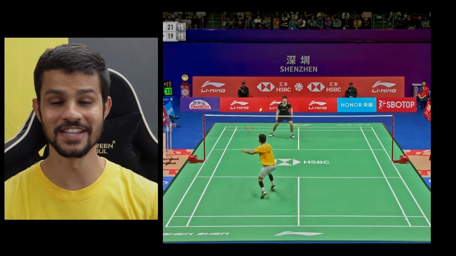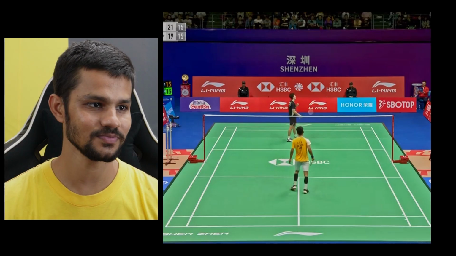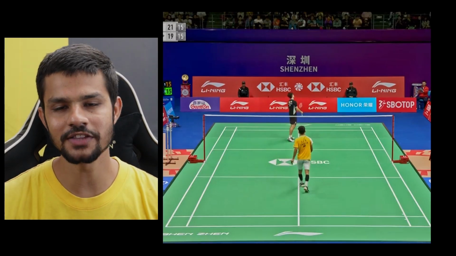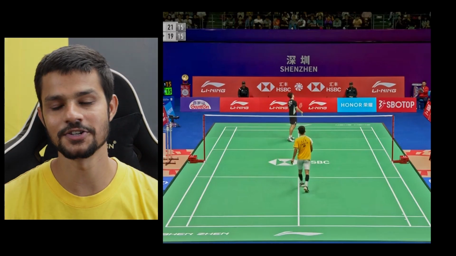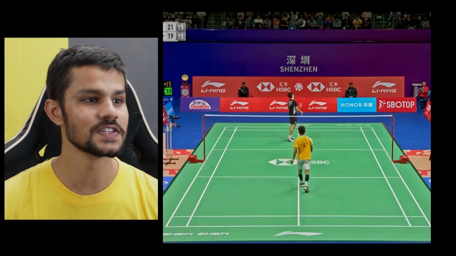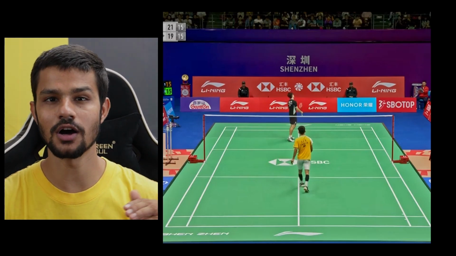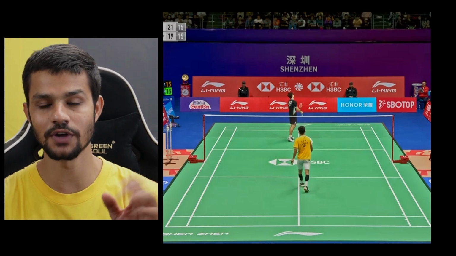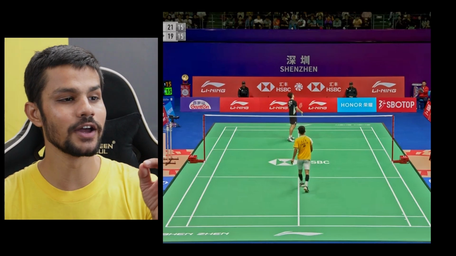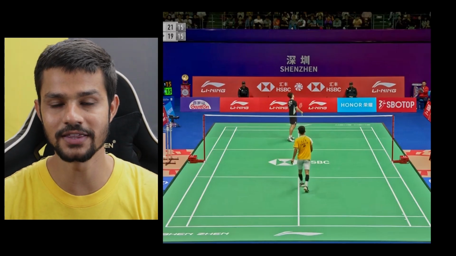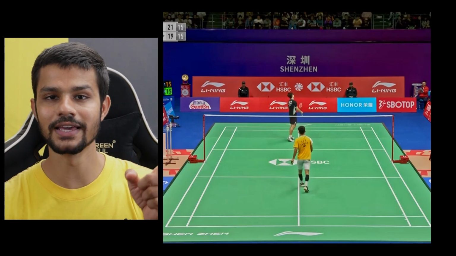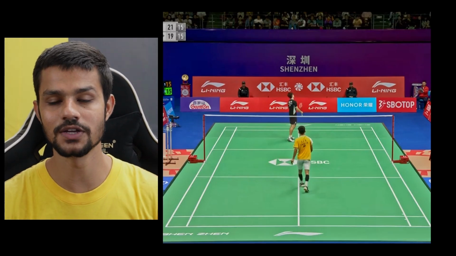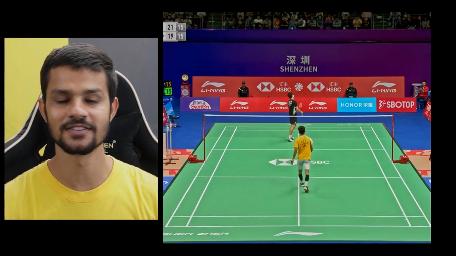Now Sen is trying to finish that rally too. Didn't work. What's the difference between Shi Yuqi hitting the shuttle and Sen Lakshya hitting the shuttle? There is one simple thing. Shi Yuqi is trying to keep the shuttle away from Sen. He's trying to hit the rear part of the court, deep corners. And whenever Sen Lakshya gets a chance to hit the smash, right now when he got the chance to finish the rally, he smashed into the body of Shi Yuqi. That's the difference.